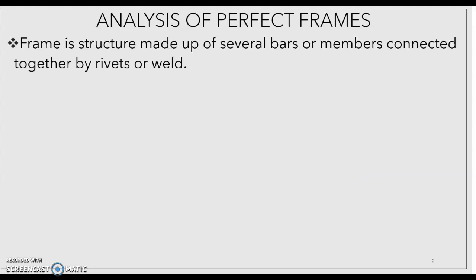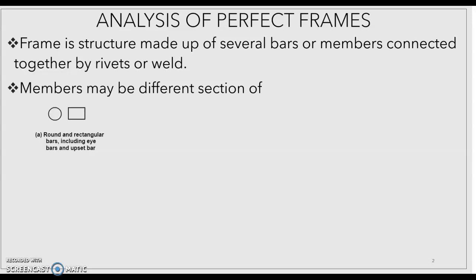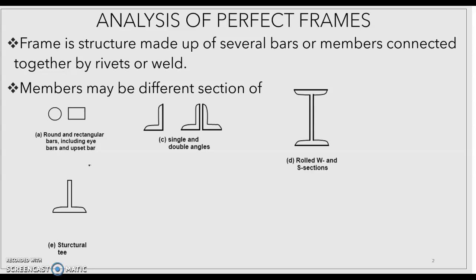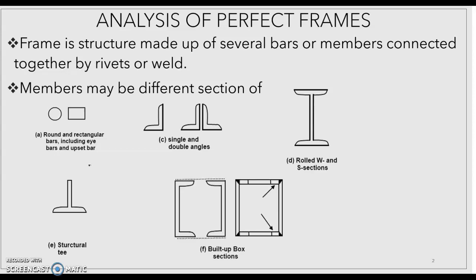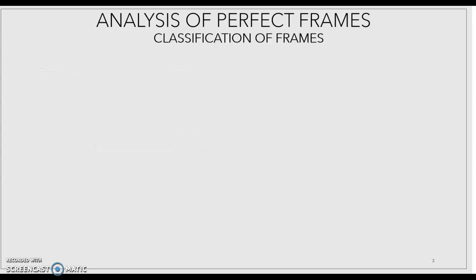Today I am discussing analysis of perfect frame. A frame is a structure made up of several bars or members connected together by bolts or rivets. Different sections of members are circular, rectangular, angle section, I section, T section, channel section, and composite sections.